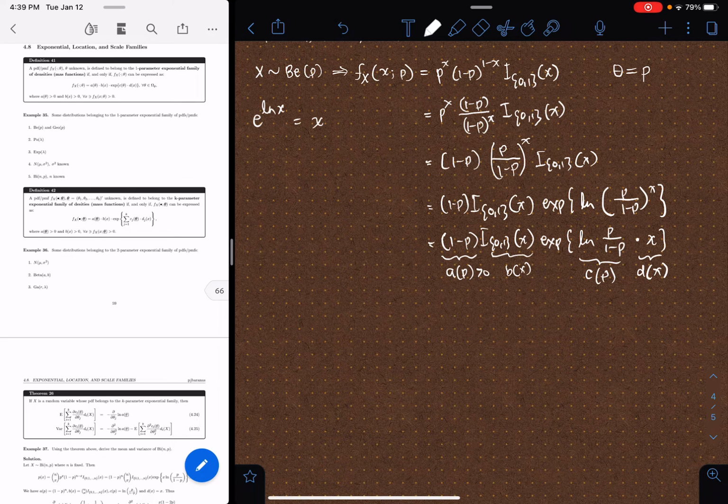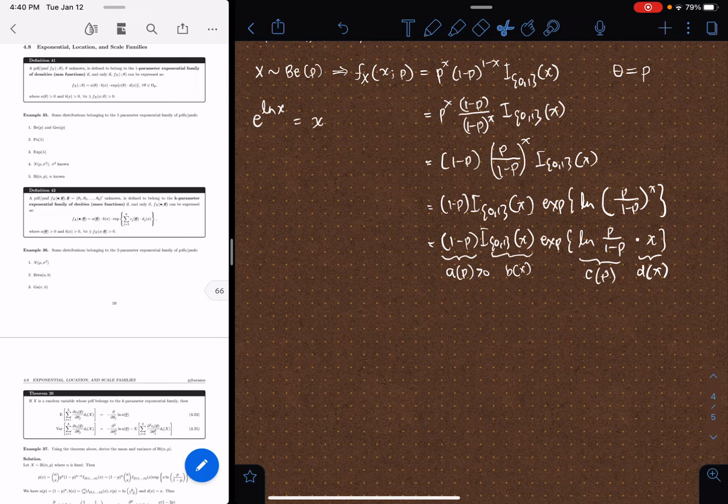Therefore, since we have written the Bernoulli mass function into a of p times b of x times the exponential of c of p times d of x, then we say that the Bernoulli p distribution belongs to the one parameter exponential family of mass function. So in this case, the parameter is p.